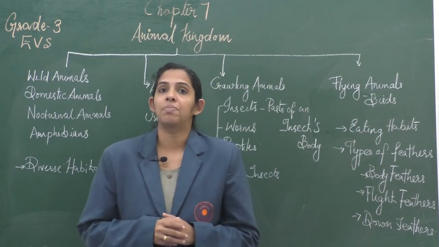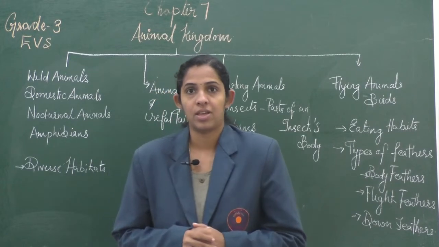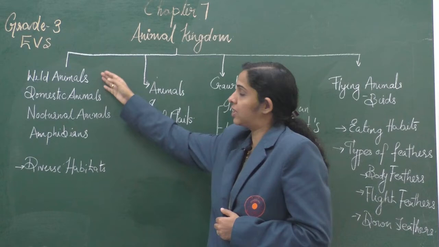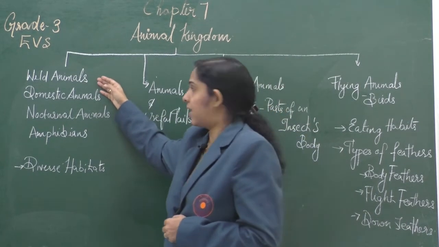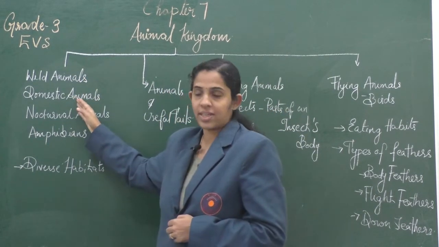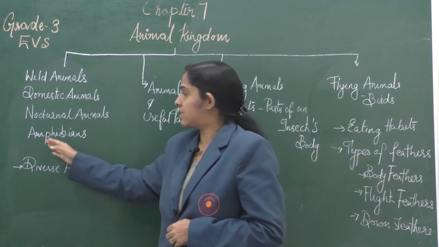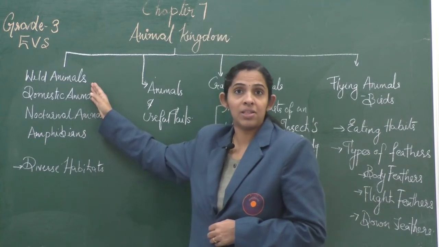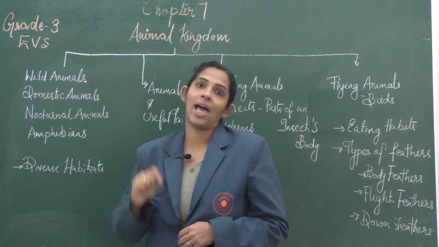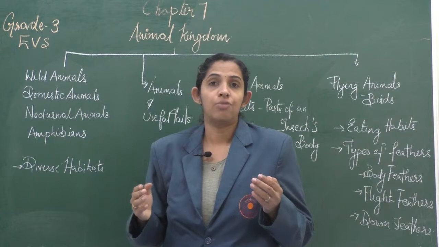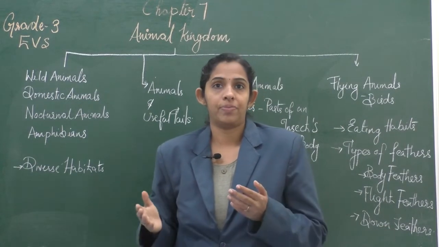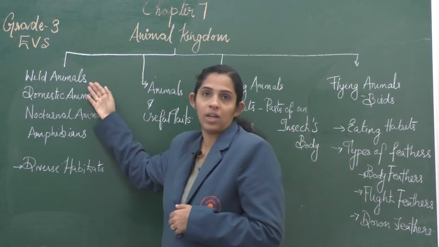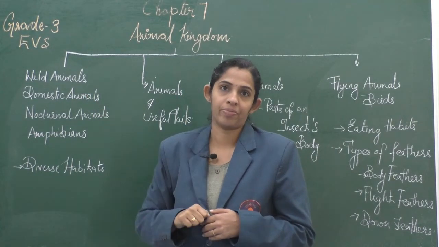So let us see the mind map of the chapter, children. Chapter 7, Animal Kingdom. First, we have discussed few of the classification of animals. They are wild animals, domestic animals, nocturnal animals and amphibians. So wild animals are the animals that you can see in their natural habitat. For example, forest or in water, sea or in oceans. Example, lions, gorillas, sharks or whales.